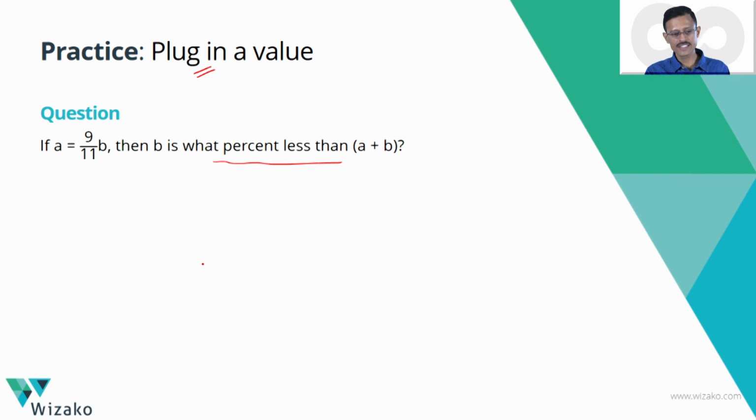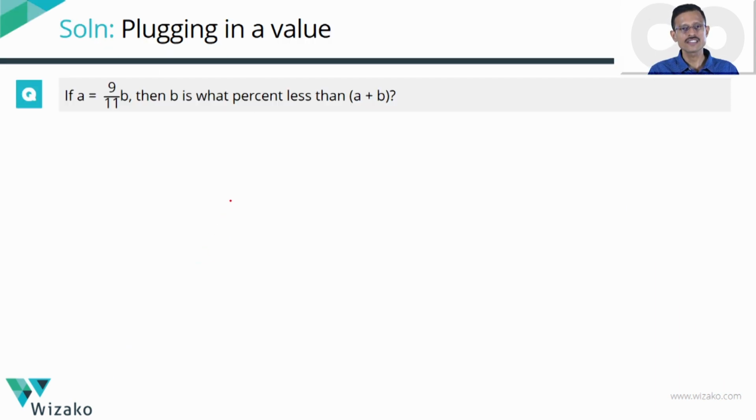See, they've established A in terms of B. The question says A is 9/11 of B. You can solve it with A is equal to 9/11 of B, A plus B is equal to 9/11 of B plus B, and get the answer. You will be absolutely right about it. But the best thing is, many times when you plug in values, it becomes that much easier to perceive and get to the answer correctly.